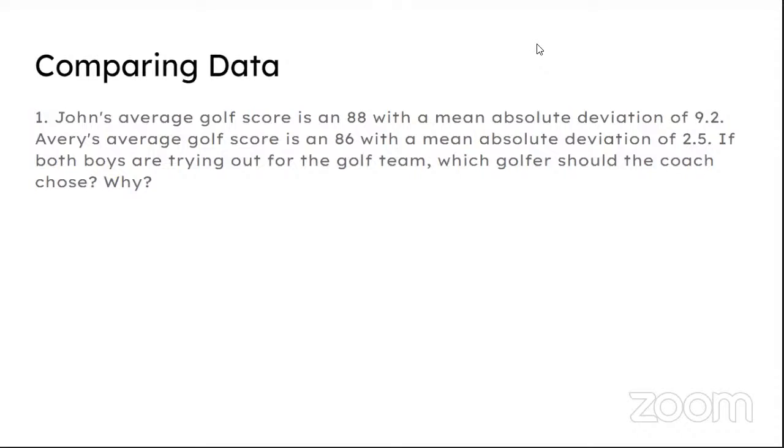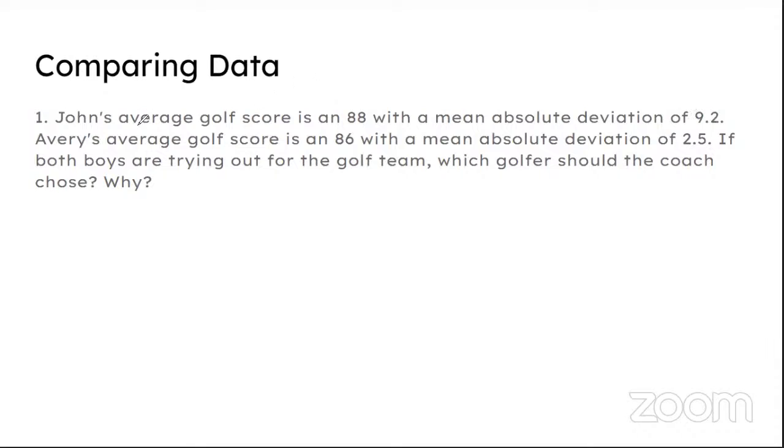Well, I don't know about golf, but I assume that the higher score is better. So I'm going to assume 88 is better than 86. But when we look over here at the standard deviation, look at that, the mean absolute deviation is 9.2. And the mean absolute deviation here is 2.5. So which one has a higher range, do you think?